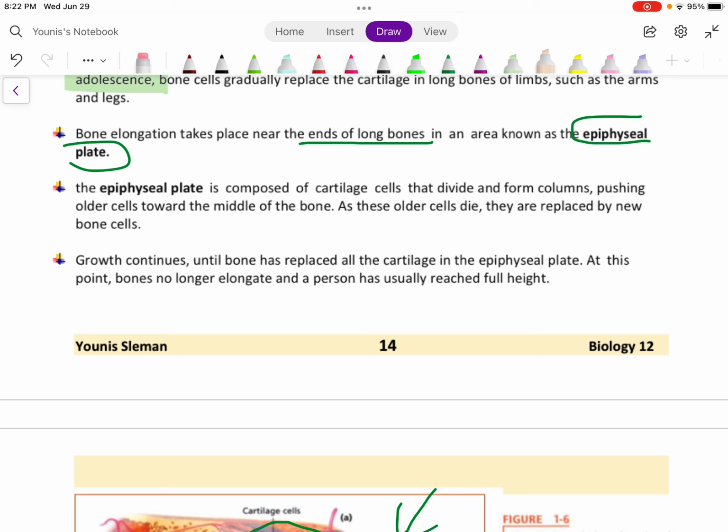So the epiphyseal plate is composed of cartilage cells, and these cartilage cells are active, they divide, and they form columns, pushing older cells toward the middle of the bone. As these older cells die, they are replaced by new bone cells.